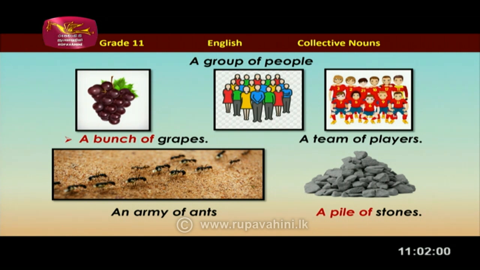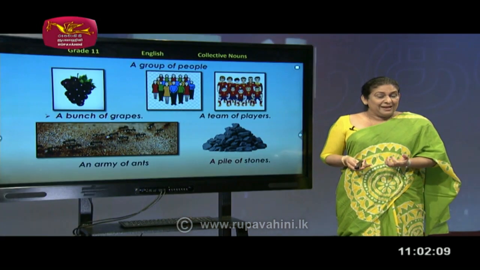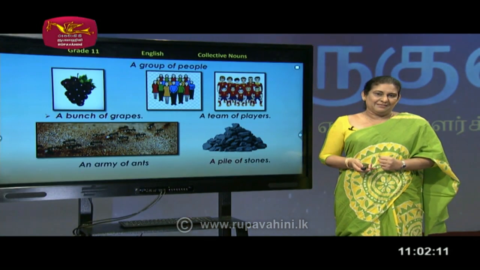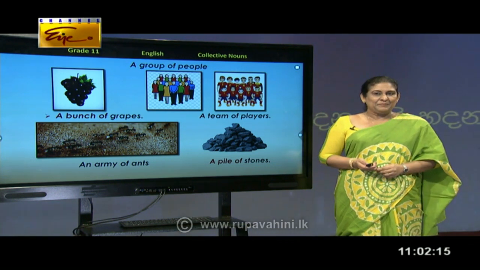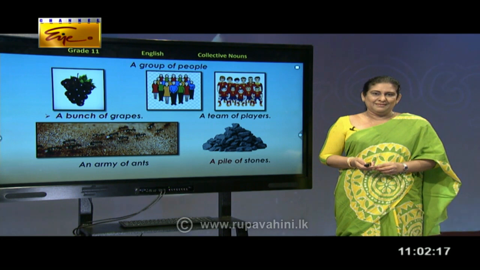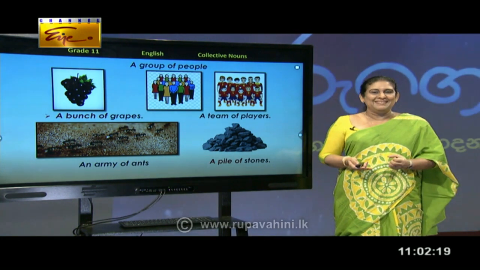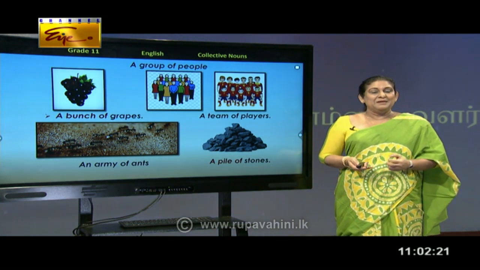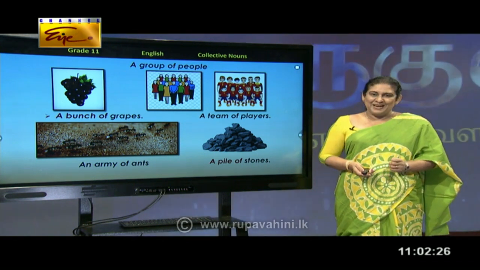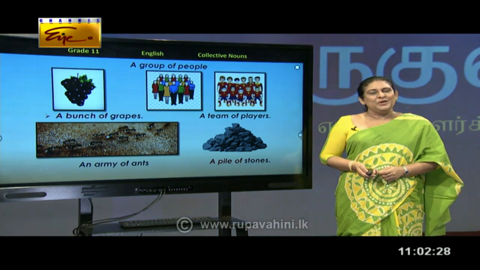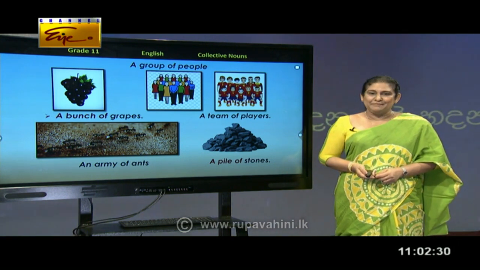It's a collection, a bunch of grapes. You can see the bunch there. And people, a group, they are together. Players, a team of players. So there are many people there. And look at the ants, army of ants. Many ants, they are working like army. And a pile of stones, a collection of stones there. Right. So let us see how we can form those collective nouns.